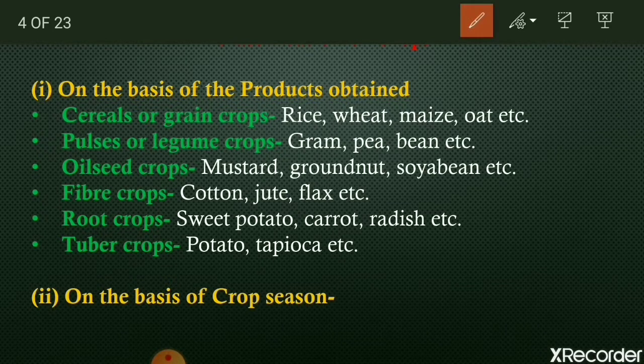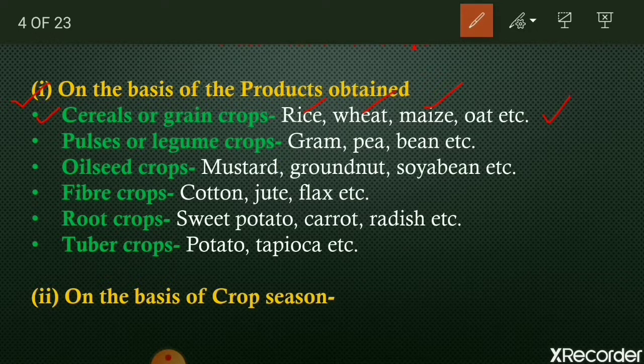You have studied this thing in class 6th also, that we have studied about cereals, pulses, oil seeds and their examples. Here we have to study about the crops. So first one is cereals or grain crops. We know that in cereals or grain crops, rice, wheat, maize, oat, barley, so many other types of crops are there, and we know that these crops are rich in carbohydrates.